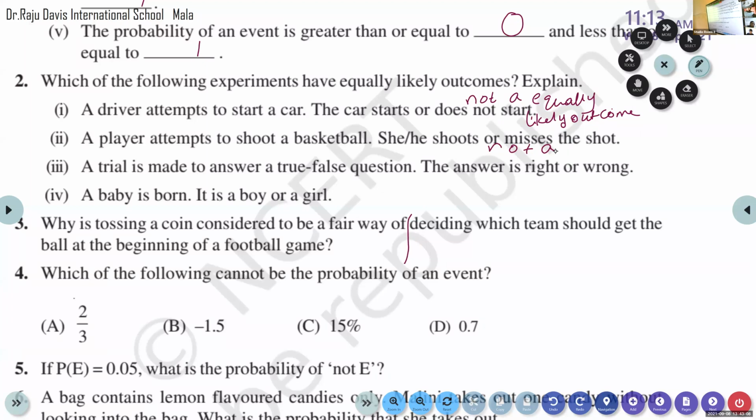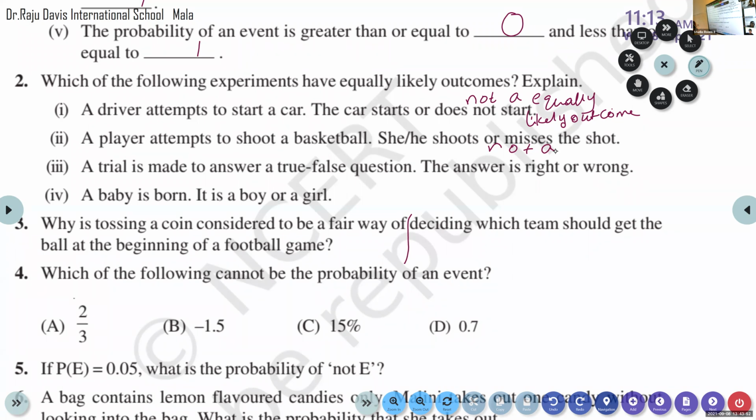A trial is made to answer true or false questions. Ma'am, do we need to explain that, say, a driver attempts to start a car, the car starts or does not start? Okay, because it is not an equal. If the person who tried to start is not a person who knows driving, it can't start. Or if there is no petrol, it can't start. So we can't say equally likely outcome. It depends on some other data also. That's why we are saying it is not an equally likely outcome.